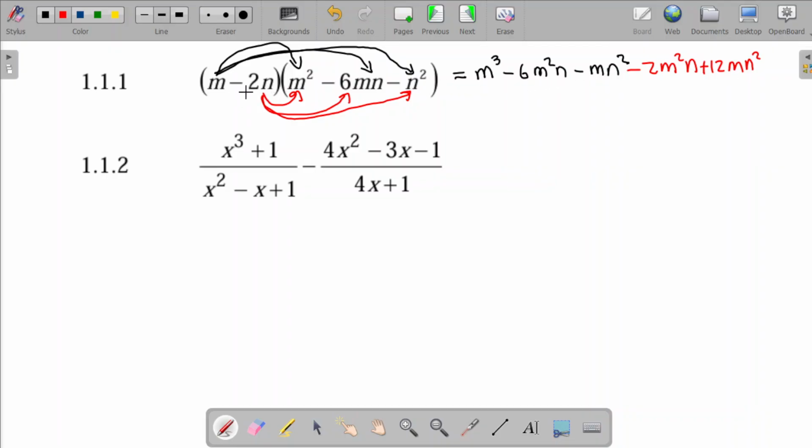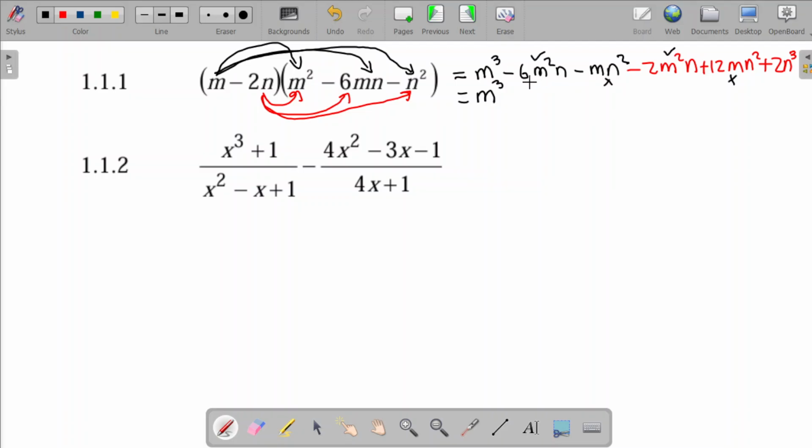And then the last part, this one and this one. Since it's negative and negative, it's going to give us a positive 2, and then n and n squared is going to give us n cubed. Then from here it's a matter of identifying the like terms. So this one is going to come back here, and then the like terms are going to be this one and this one, and then this one and this one.